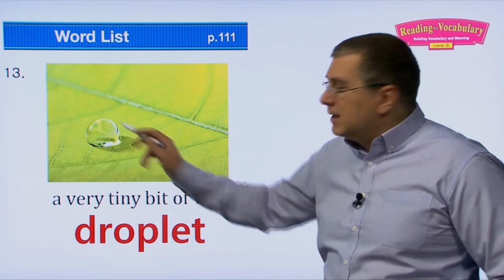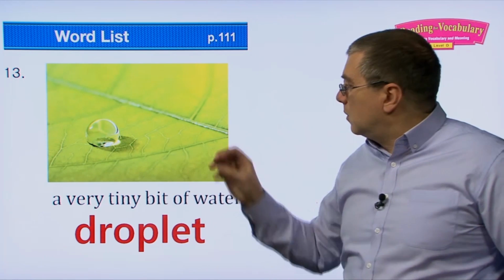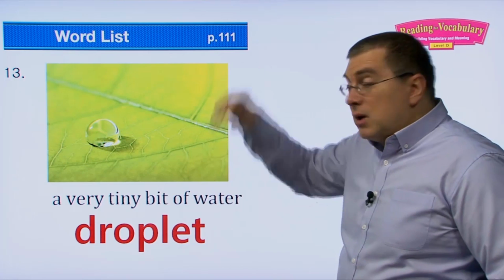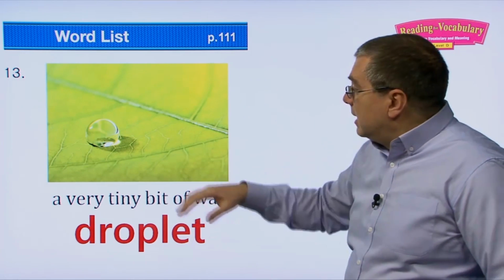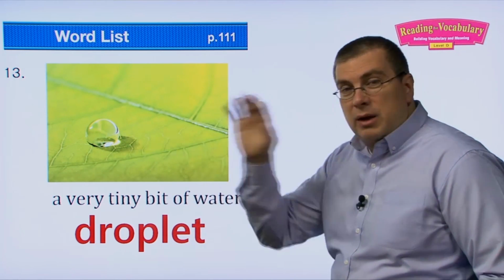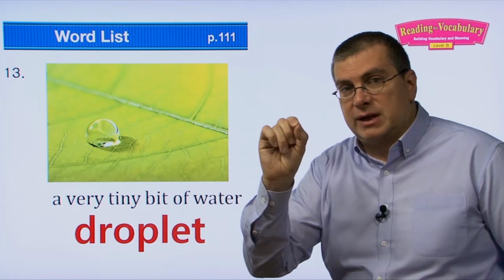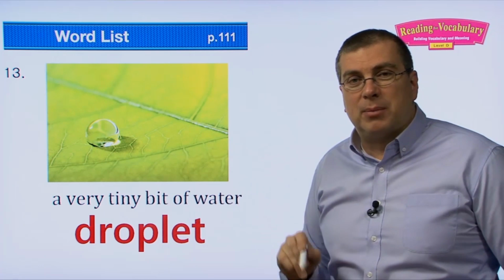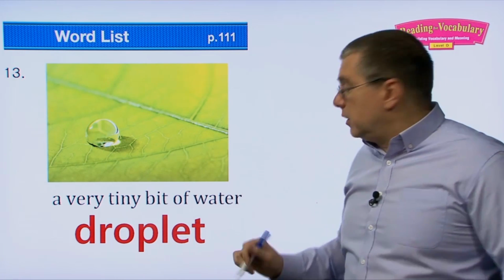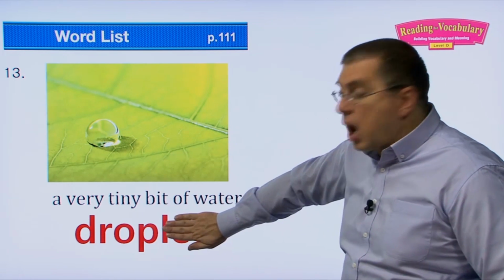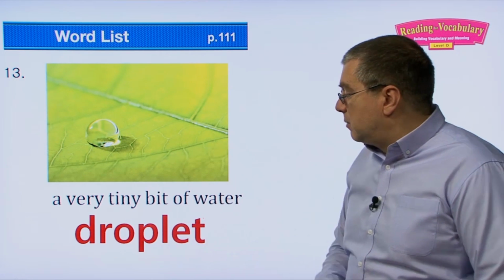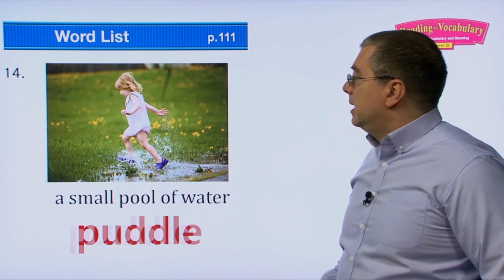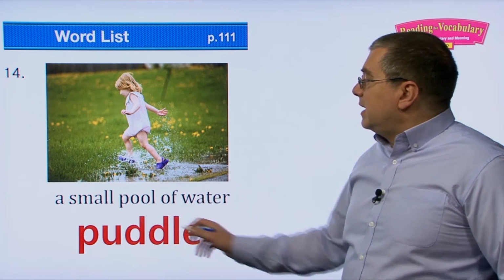A droplet, it's like a little ball of water, right? When we just drop a little bit of water on something, or when it rains just lightly, not a lot, the water will collect in little drops, and we call them droplets. There's one droplet, two droplets. You could also, of course, just say a drop of water, but sometimes people will say droplet. Okay, next one. A small pool of water is a puddle.